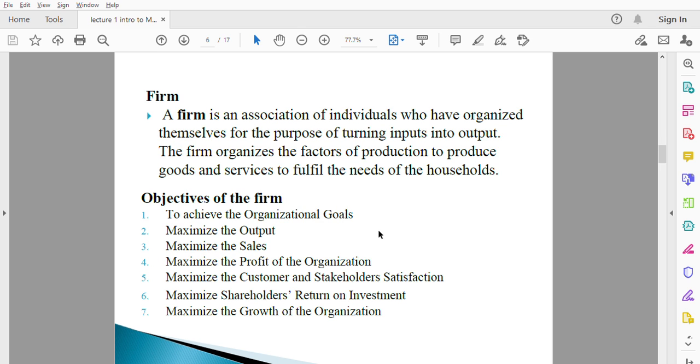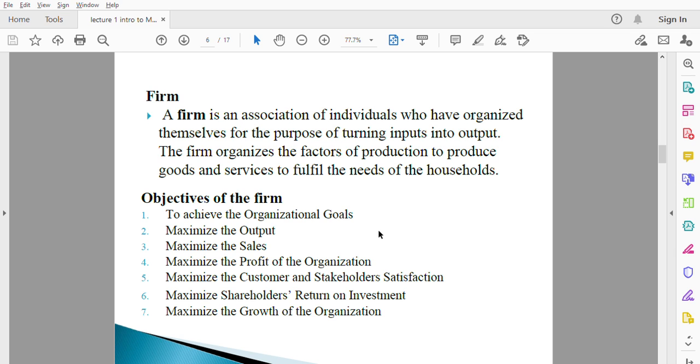And what is a firm? A firm is an association of individuals who have organized themselves for the purpose of turning input into output. So individuals, different people who have associated to organize themselves, they have organized themselves for a purpose. What is the purpose? To turn inputs into output. That is a firm, basically. So a firm can be producing goods, a firm can be producing services. They basically turn inputs into outputs.